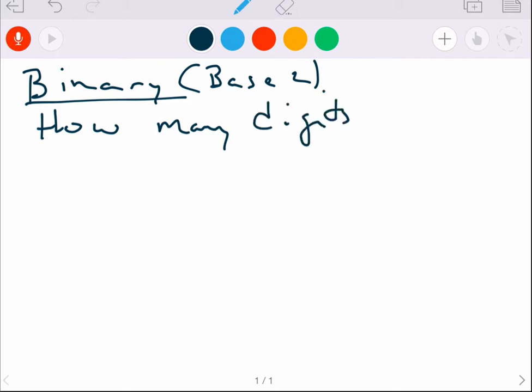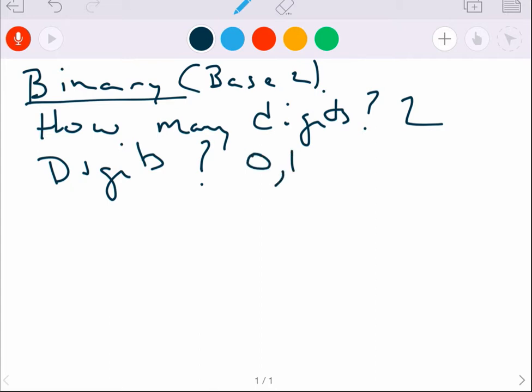Sorry, the writing's not so great on here. So how many digits do we have? Well, we're working in base 2, so the answer is 2. And what are the digits that we have? That would be 0 and 1. So 0 to 1 less than the base. So that's a couple of facts that we need to know.